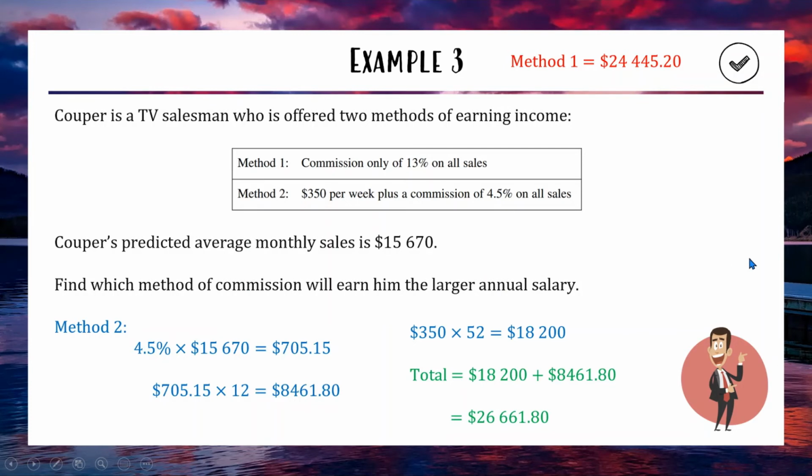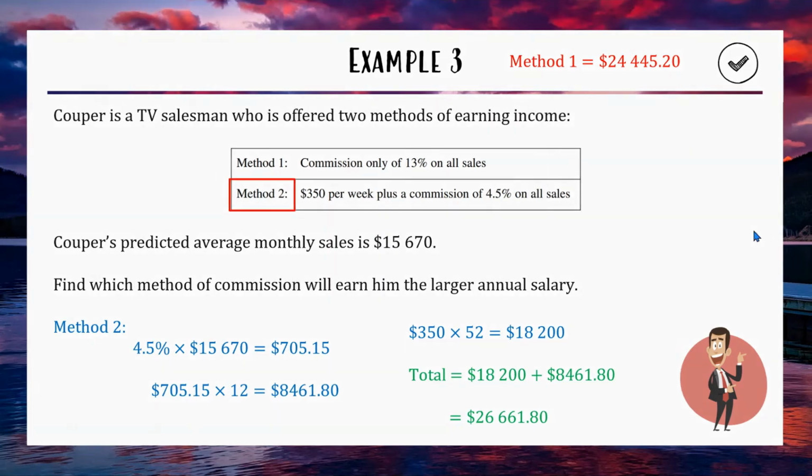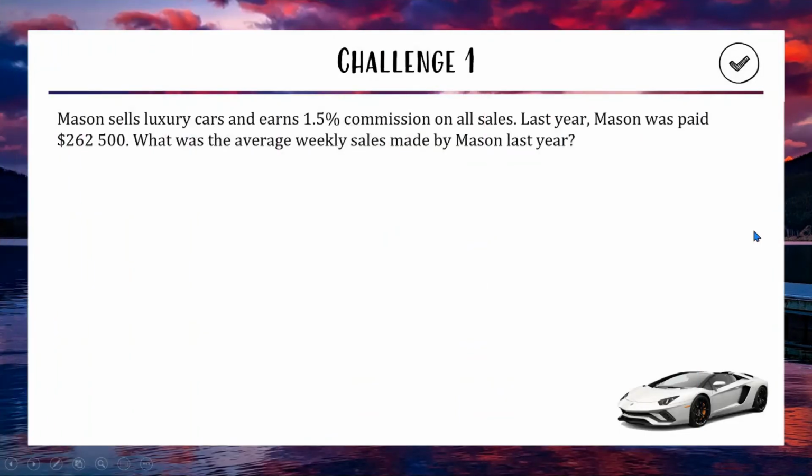Okay, let's move on to a couple of challenge questions to finish off, because those questions, while they're sort of tricky, they're not super tricky. So here's our first one. We have Mason selling luxury cars and he's earning 1.5% commission on all of his sales. Last year, Mason was paid $262,500. What was the average weekly sales made by Mason last year?